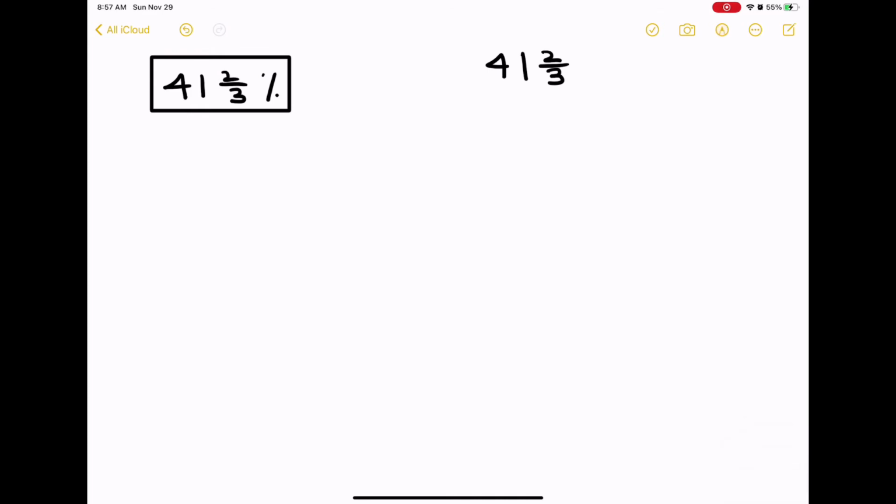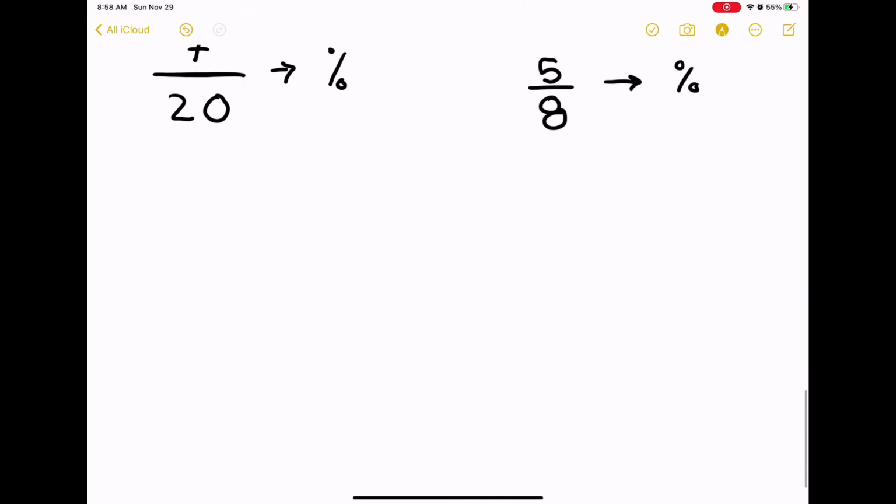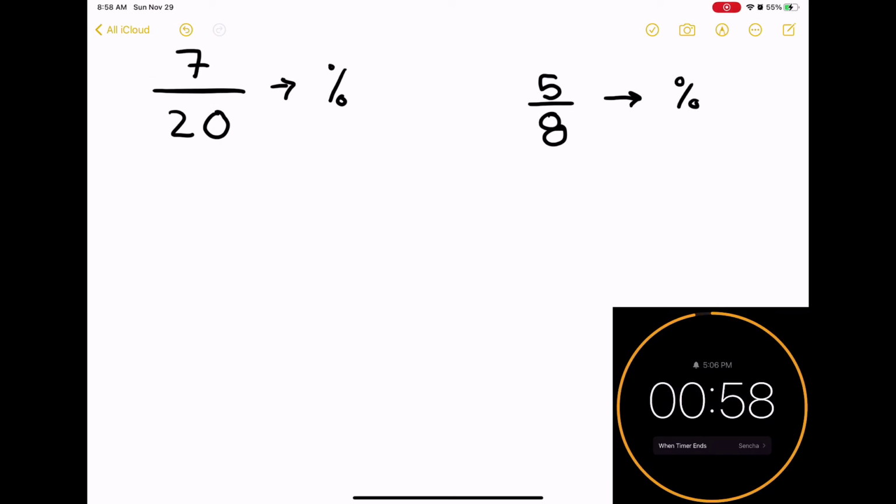So you all are going to do a problem all by yourselves. We have 7 over 20. This is a simpler one because the denominator goes perfectly into 100. Convert that to a percentage. And then a little more annoying one, just so that you can get some extra practice, and that's 5 over 8.